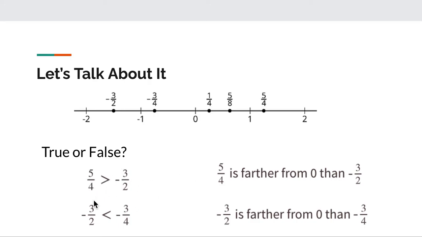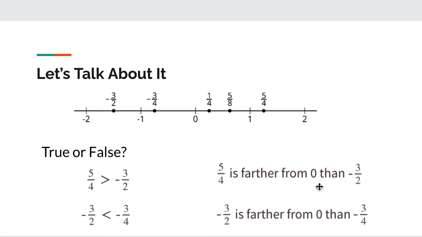-5/4, is that greater than -3/2? -5/4 is over here. -3/2 is over there. Yeah, it's greater because it's more to the right. This one, -3/2 is less than -3/4. Is this less than this? Yes, it's to the left of it. So it is less than. -3/4 is larger than -3/2. Number line really helps us see that.